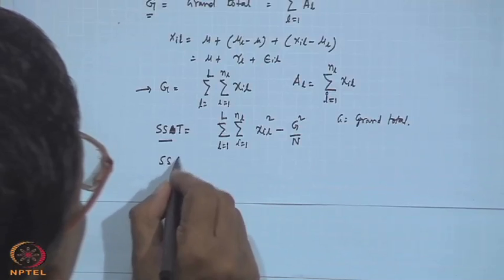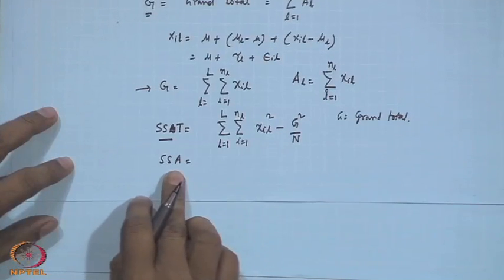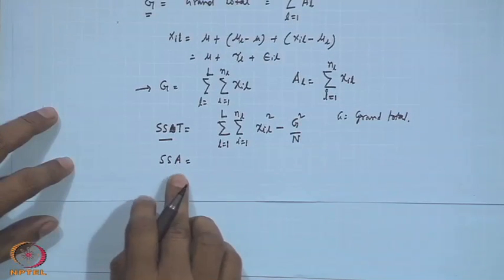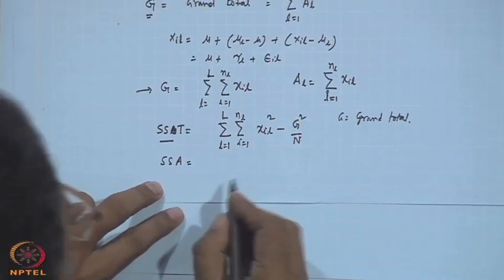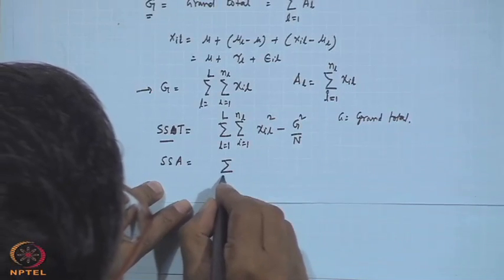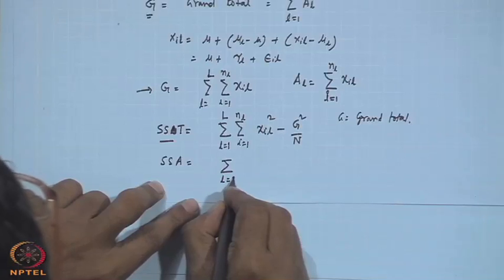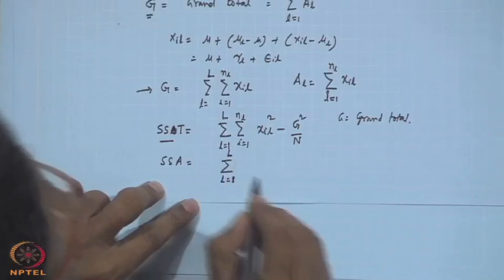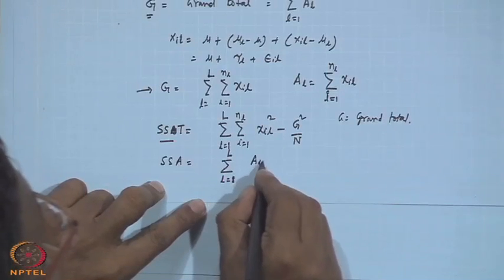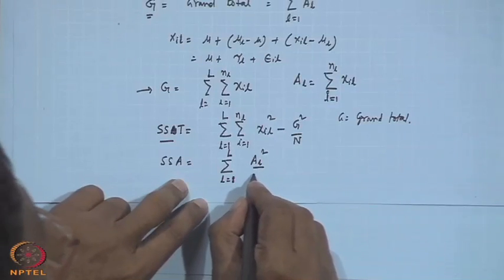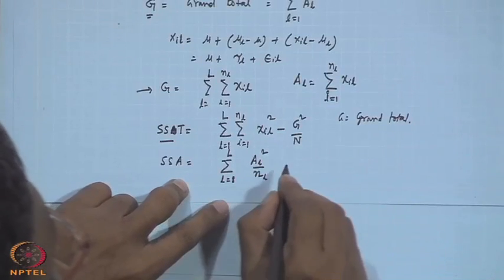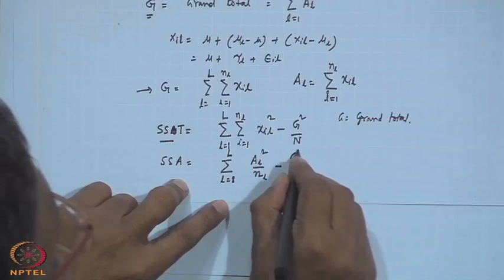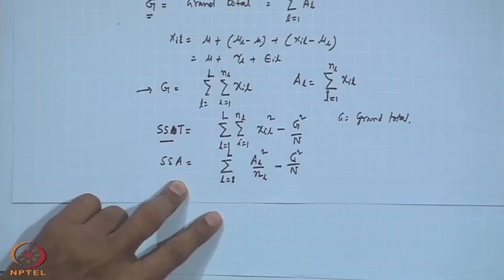Now, sum square A means the population, we are defining that population A. This one is now the sum over L equal to 1 to capital L, AL square divided by NL, minus G square by N.